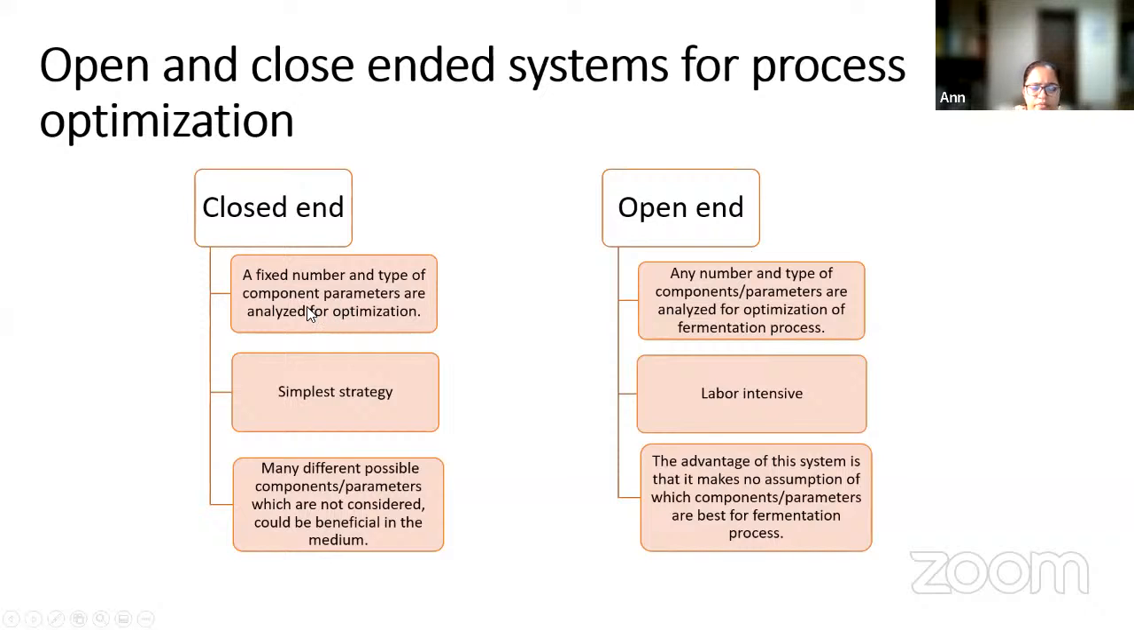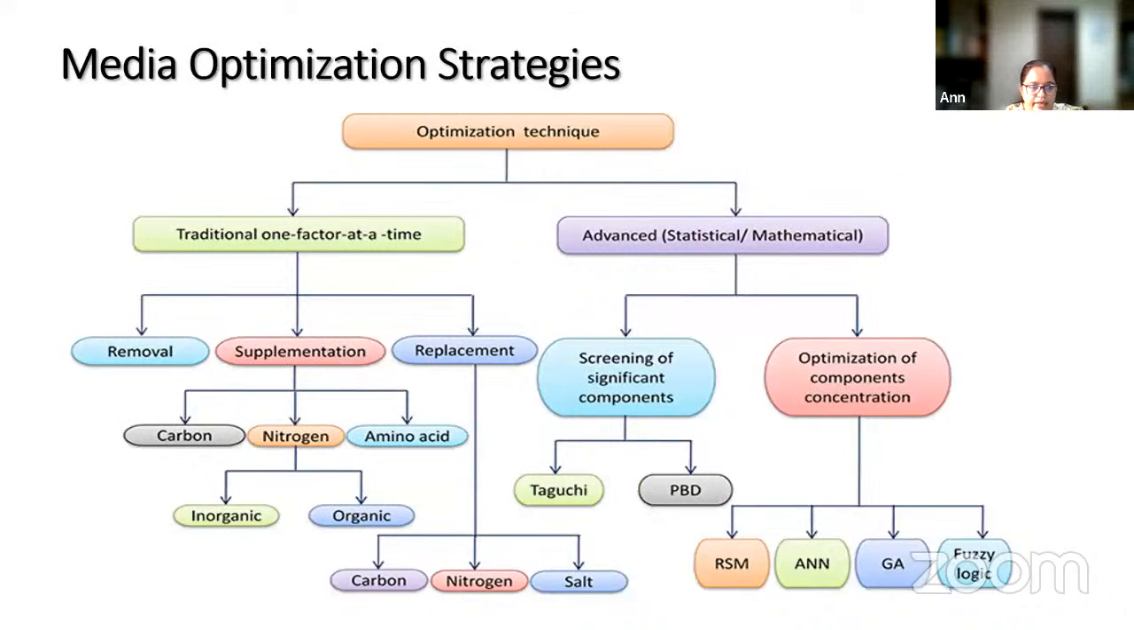optimization. In closed-end optimization, we take a fixed number of components or component parameters that can be used for the optimization. This is a simple strategy, and many components that are beneficial may sometimes not be considered in this because you have a limited set of experiments that are focusing only on the major parameters that you think are important. For an open-end parameter, it is highly labor-intensive, but it makes no assumptions about which component is important. In this process, we keep on optimizing till we come to the final. All components and parameters are taken into criteria.